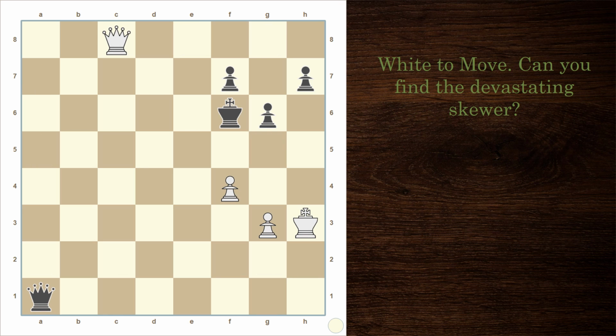Okay, it's white's turn to move here, and can you find the devastating skewer? The game here is pretty equal. Black is up a pawn, so black has a slight advantage. But here's the devastating skewer at h8. Queen to h8. This puts the king in check. The king is compelled to move out of the way. There's nothing to block, and when he does so, the queen is going to be captured.